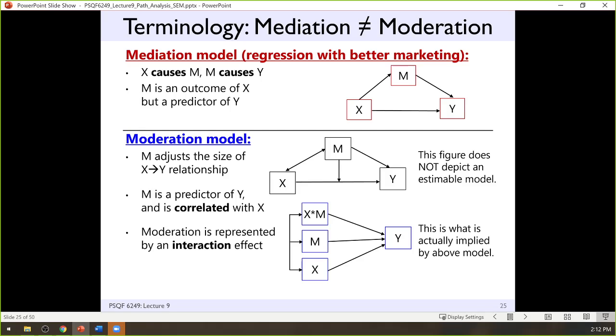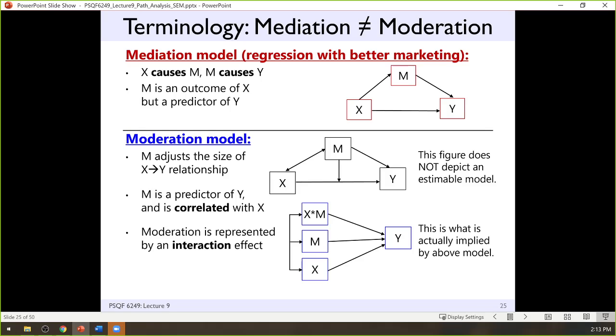Mediation is the idea of looking at whether or not the effect of a predictor on an outcome has changed after controlling for something else. To me, mediation is nothing more than regression with a better marketing campaign associated with it to make it cooler. And it has new terminology and new things to care about, but it's not that much more than unique effects.